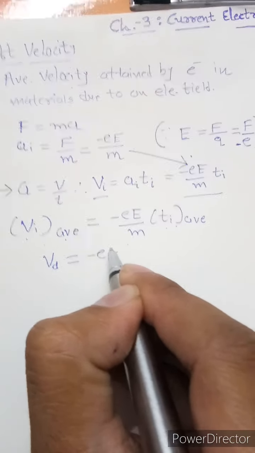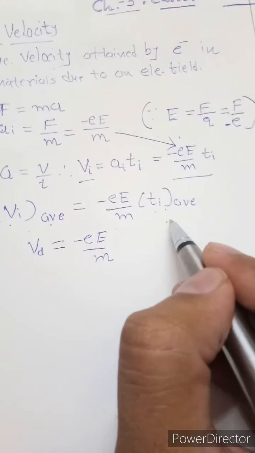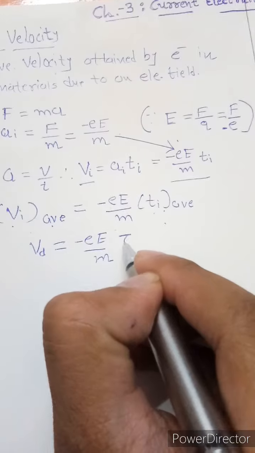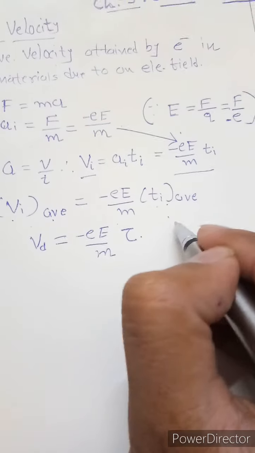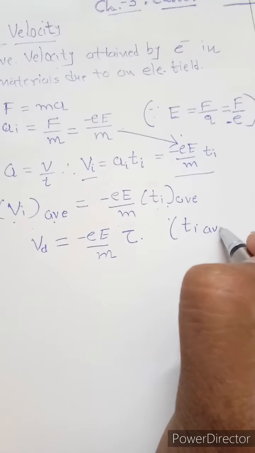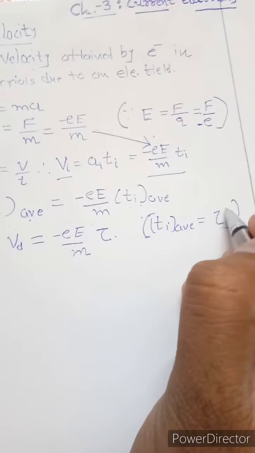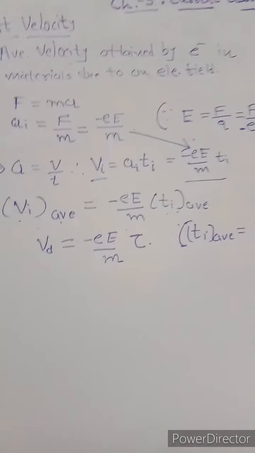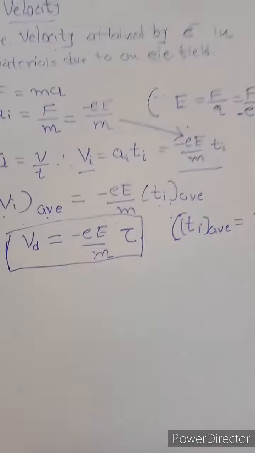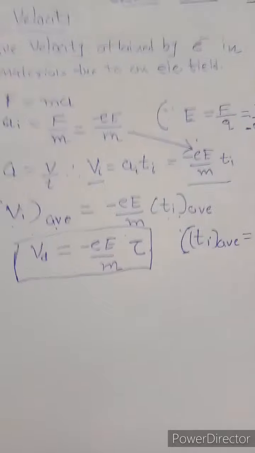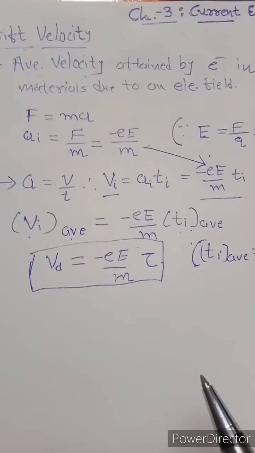So formula becomes minus eE upon m, and the average of time is taken as this symbol, and this symbol is known as tau. So Ti average is nothing but the average time tau. So now you will get the formula of drift velocity, which is Vd is equal to minus eE upon m into tau, and this formula indicates that electrons are getting accelerated.